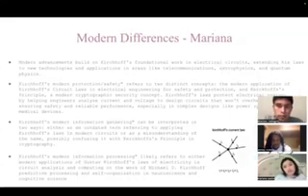Modern differences. Modern advancements build on Kirchhoff's fundamental work in electrical circuits, extending his laws to new technologies and applications in areas like telecommunications, astrophysics, and quantum physics.